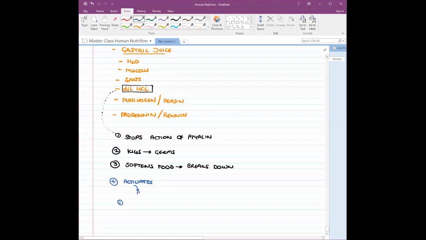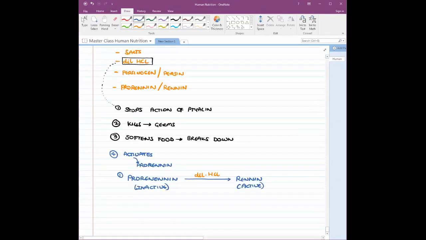Let me just put it this way. First of all, we have this prorenin. This prorenin is going to be inactive, guys. Now what happens? The moment it comes in contact with your dilute HCl, immediately it is converted into renin. And renin is what? Renin is your active enzyme. So prorenin is converted into renin.